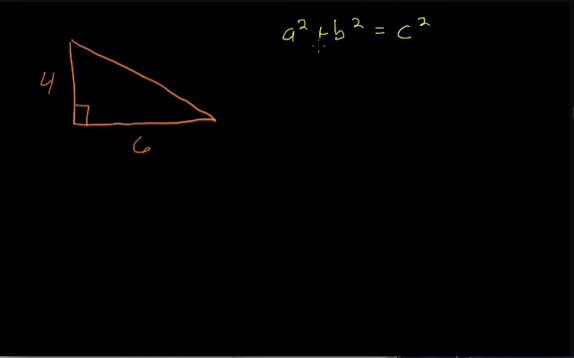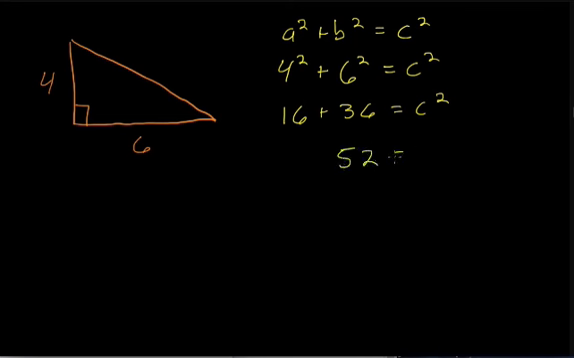And a and b represent our legs, so we're going to square the two legs. We're going to square 4 and add that to 6 squared, and that's going to equal the length of the hypotenuse squared. And 4 squared is 16, 6 squared is 36, and when you add those together, you get 52. All right, and 52 equals the length of the hypotenuse squared. Now what happens when you take the square root of c squared? You get the length of the hypotenuse c.